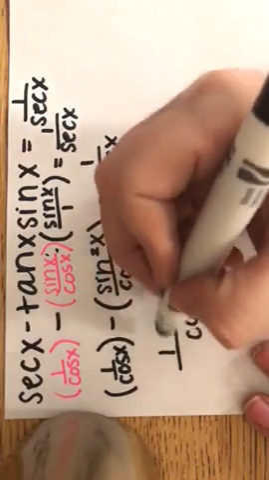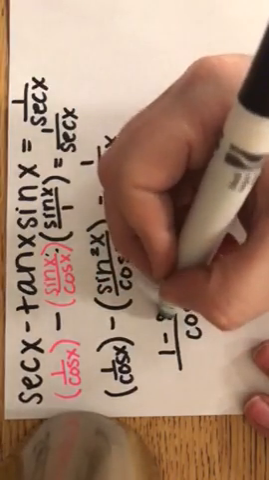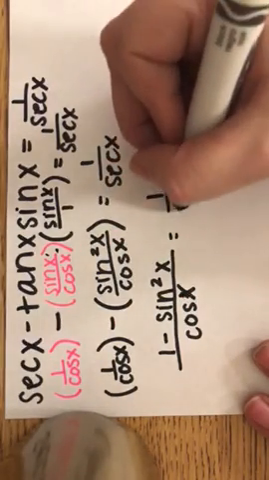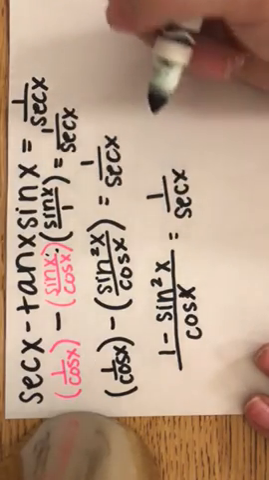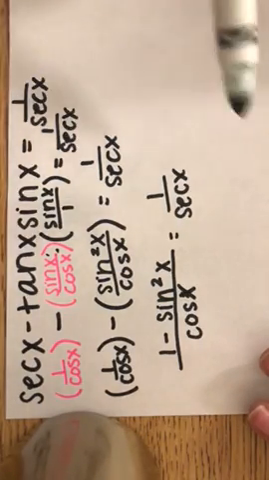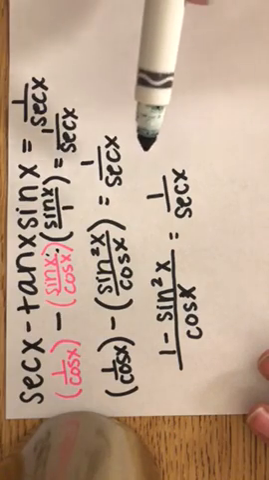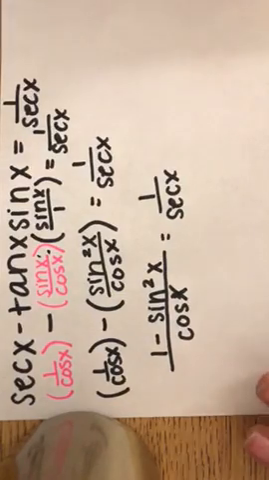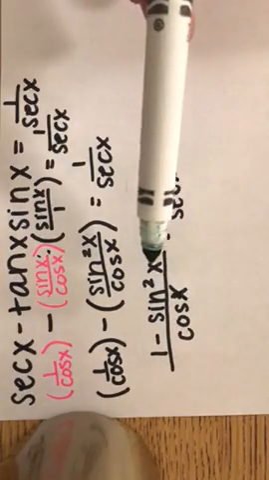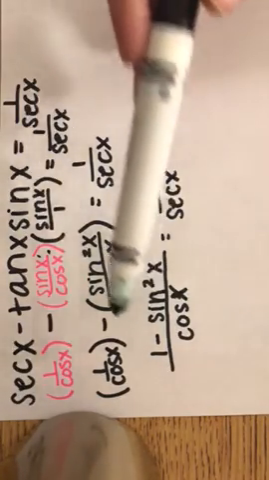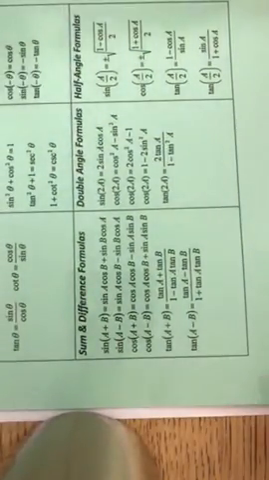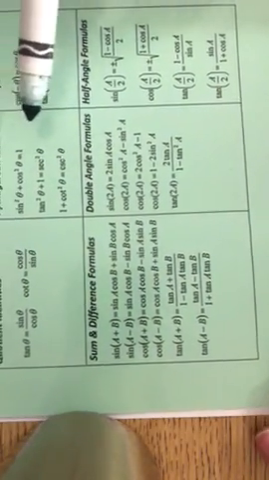So I'd have 1 minus sine squared over cosine. It's still not finishing up yet, so I need to do a little bit more. Well, that numerator looks familiar to me. I've got 1 minus sine squared. So I've got something squared and I've got a 1, which automatically tells me that I should be going in to check out these Pythagorean identities, okay?